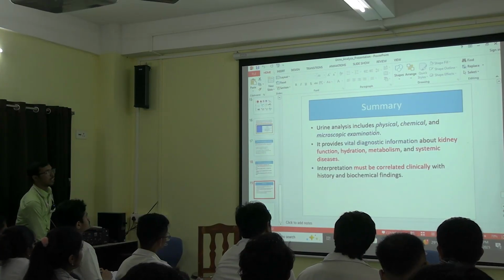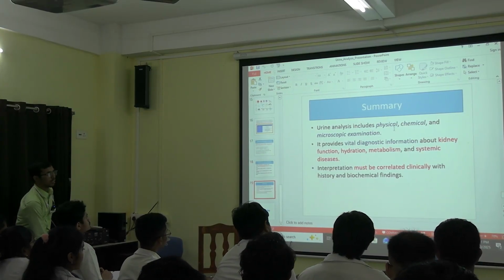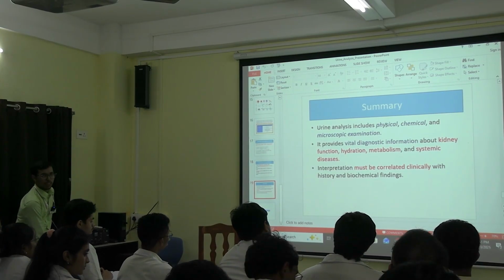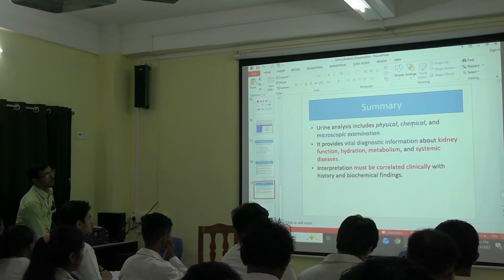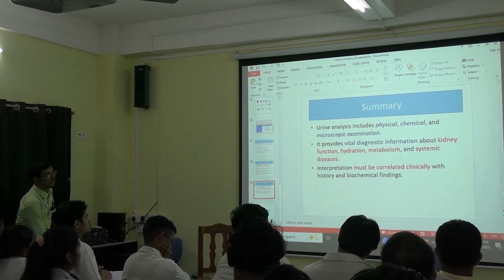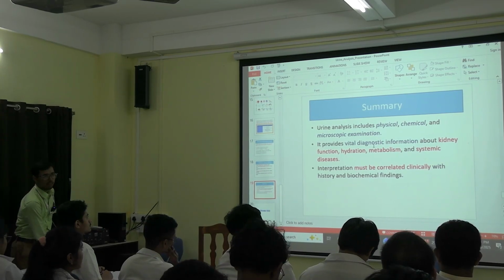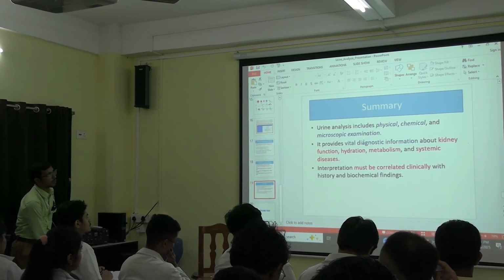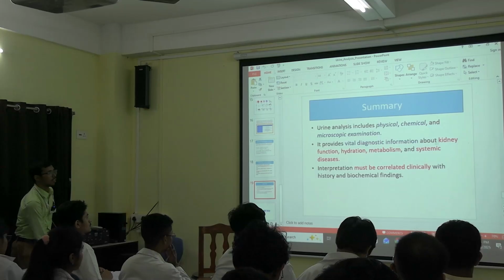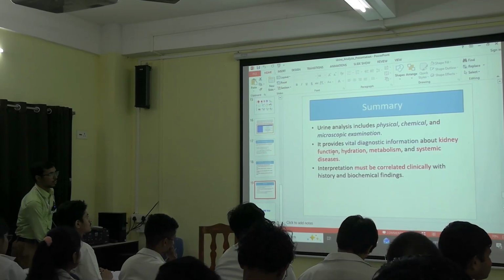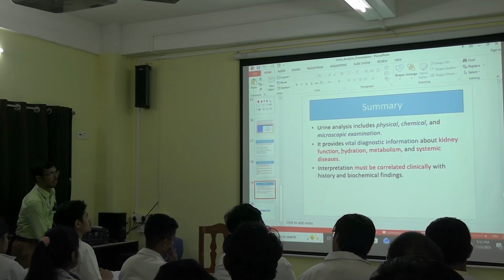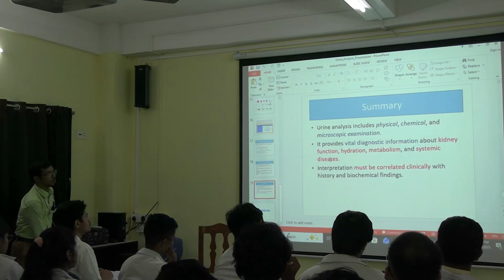So urine analysis includes physical, that is visual. By visualizing you can diagnose a little. Then chemical tests you can do, and then microscopy for RBCs and stones, all this. Then it also provides vital diagnostic information about kidney function, hydration, metabolism and systemic diseases.